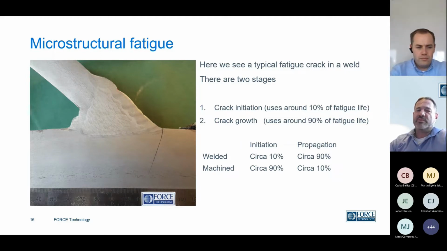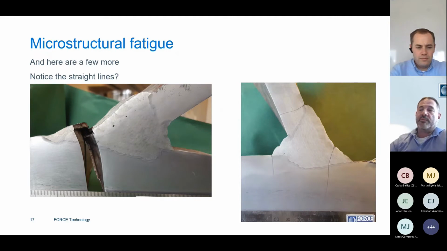These values are approximate. They will be different from case to case, but they're general values. And here are a few more. And what we can see is that a fatigue crack is almost a straight line. It looks like someone has taken a sharp object and put a mark on this steel. That is the first indication that this is probably a fatigue crack that we're looking at.